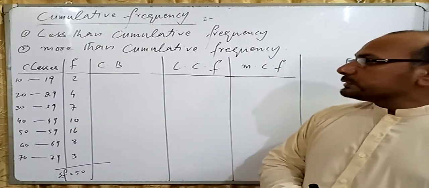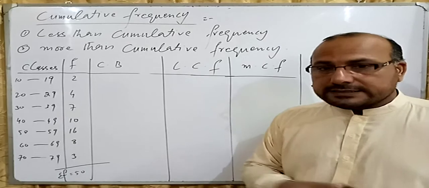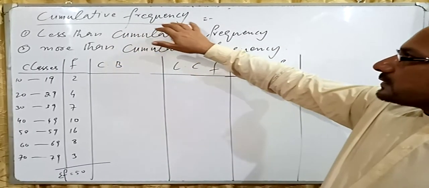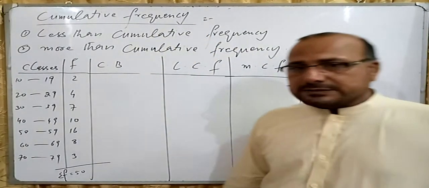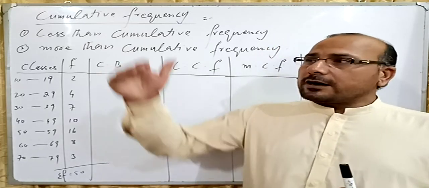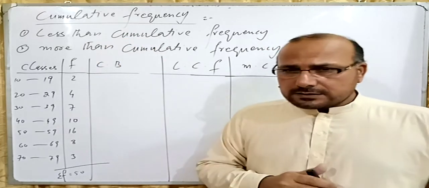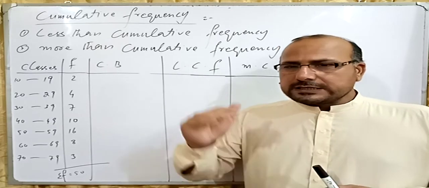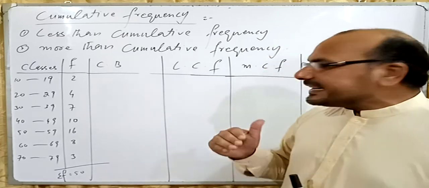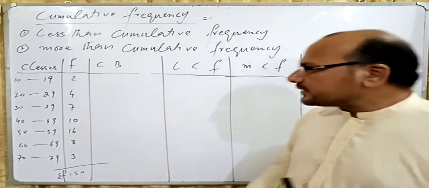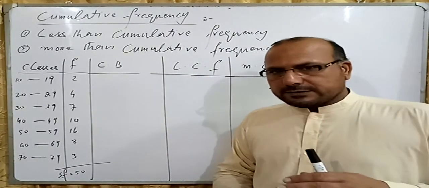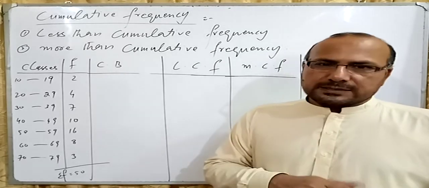But before we calculate the less than cumulative frequency or more than cumulative frequency, let me tell you about the cumulative frequency. Cumulative frequency basically means to cumulate the frequency. To cumulate the frequency means to add or sum up the frequency with a specific order. The addition of frequency with a specific order is called cumulative frequency. So there are two types of cumulative frequency, less than cumulative frequency and more than cumulative frequency.